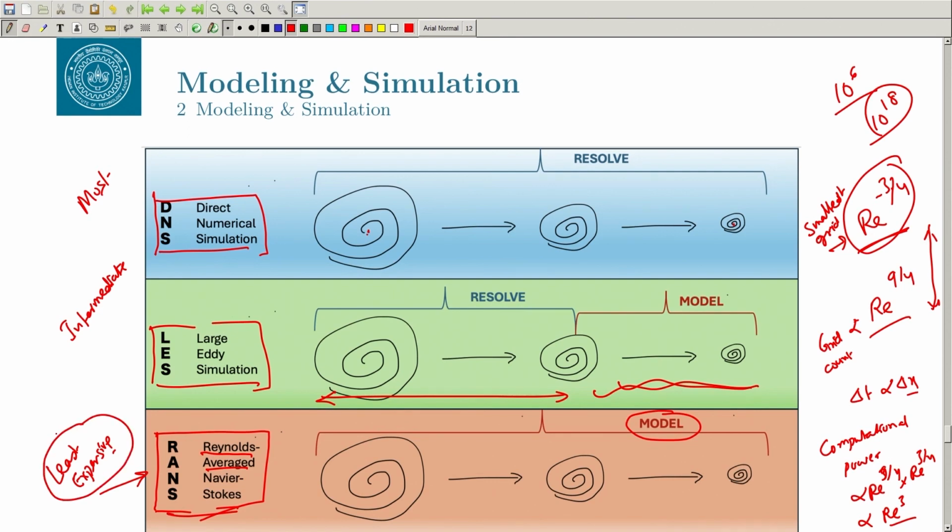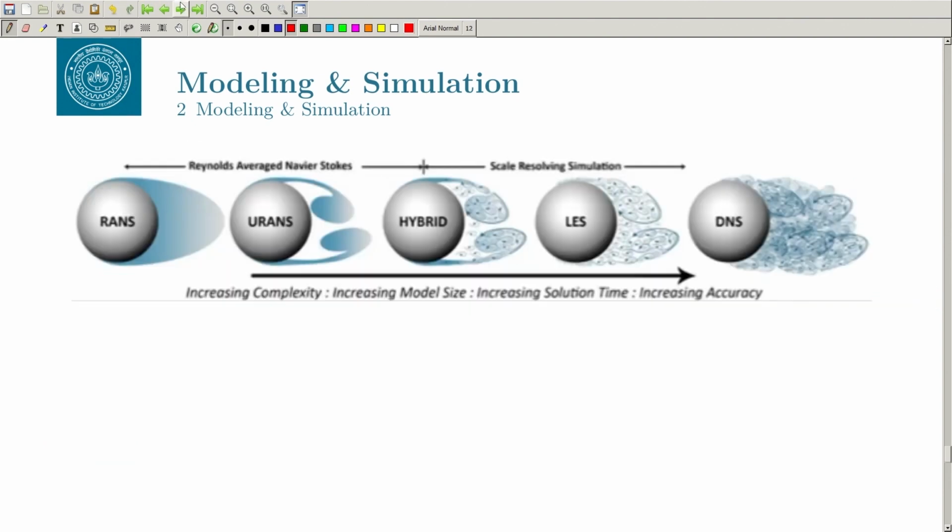in a reasonable time. The LES is also now becoming popular because of the arrival of the GPUs, and you can simulate the flows in a reasonable time. But DNS we are still very far from using for practical flow situations. Let me show some pictures.